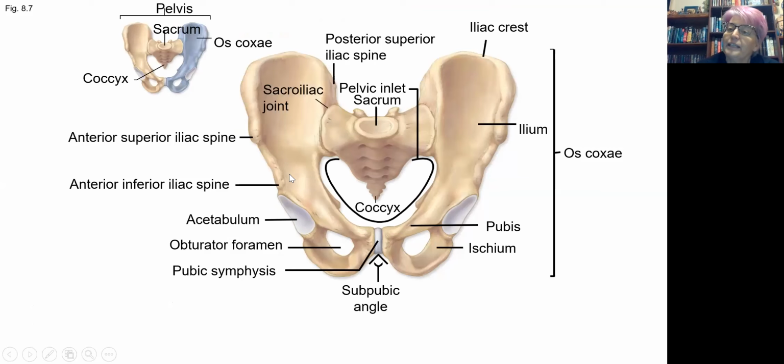I think that's where we ended. So I'm going to end this lecture there. I'm going to post this, and then the other 2 are separate lectures. So there you go. Enjoy your appendicular skeleton.